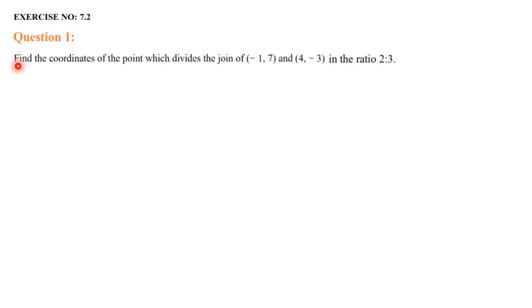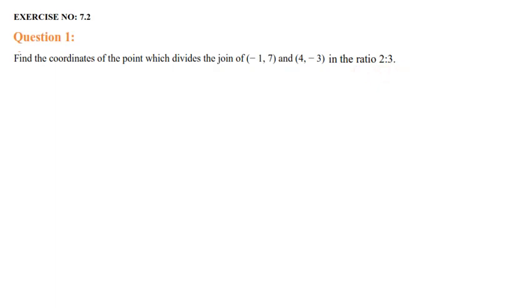Move on to the exercise questions. First question of exercise 7.2. Find the coordinates of the point which divides the join of (-1, 7) and (4, -3) in the ratio 2 is to 3.